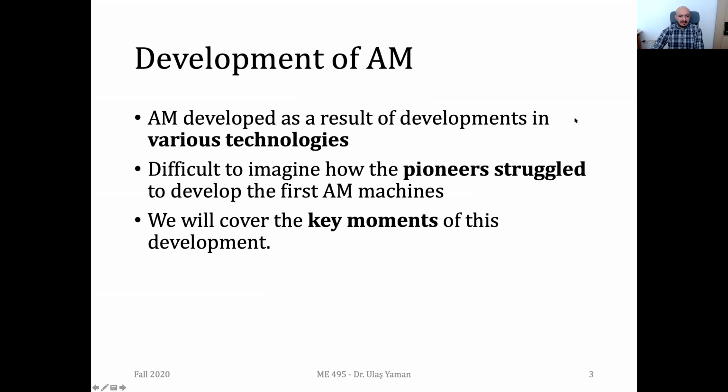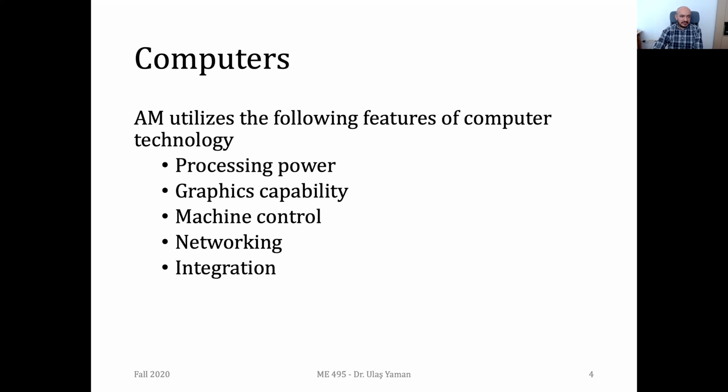So we said that there were many technologies which play an important role in the development of additive manufacturing. Without these technologies, we cannot invent or construct such additive manufacturing machinery. We said that computers are highly important. We use them for slicing. We use them for designing our parts in CAD software. We use computers to control our machines. We use them for communication between the printers, machines, and the users. And we also use them for integrating our system.